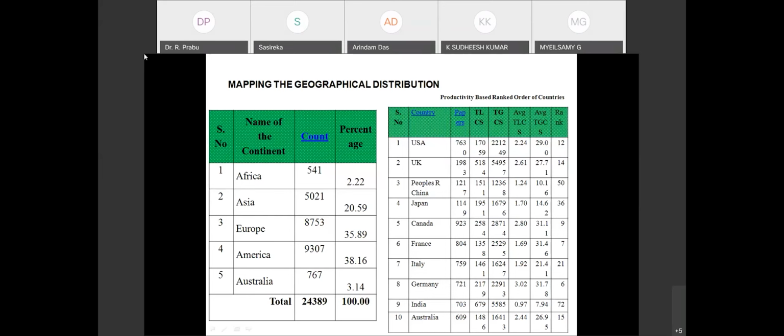So USA, you can see, is again topped in the list, and they have also produced a lot of articles. So this is for your understanding.